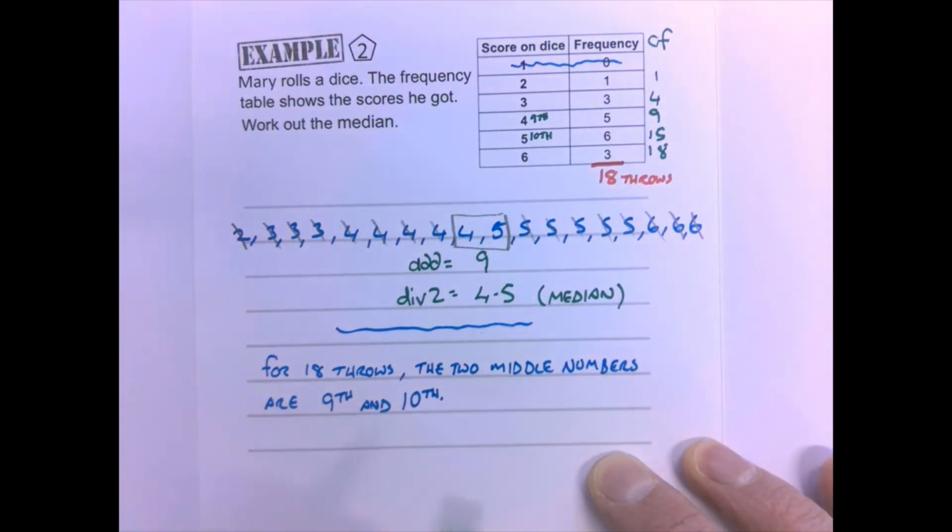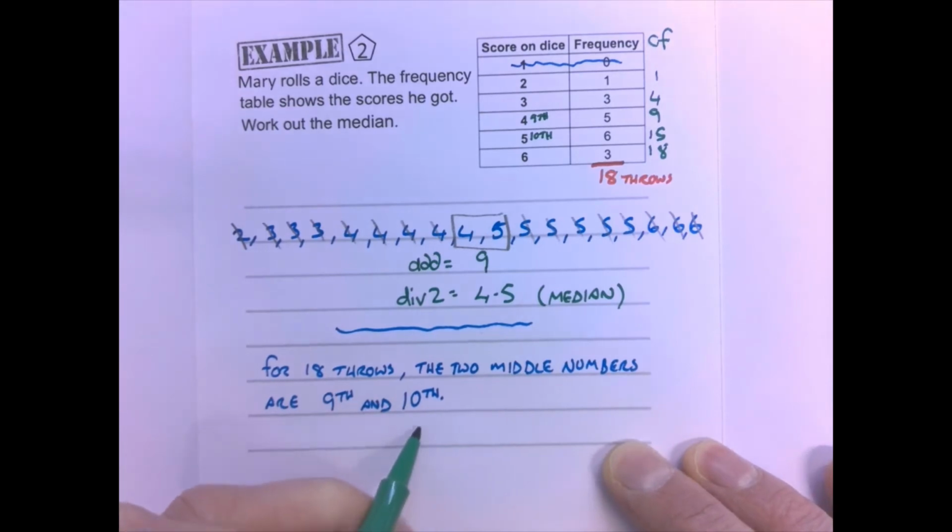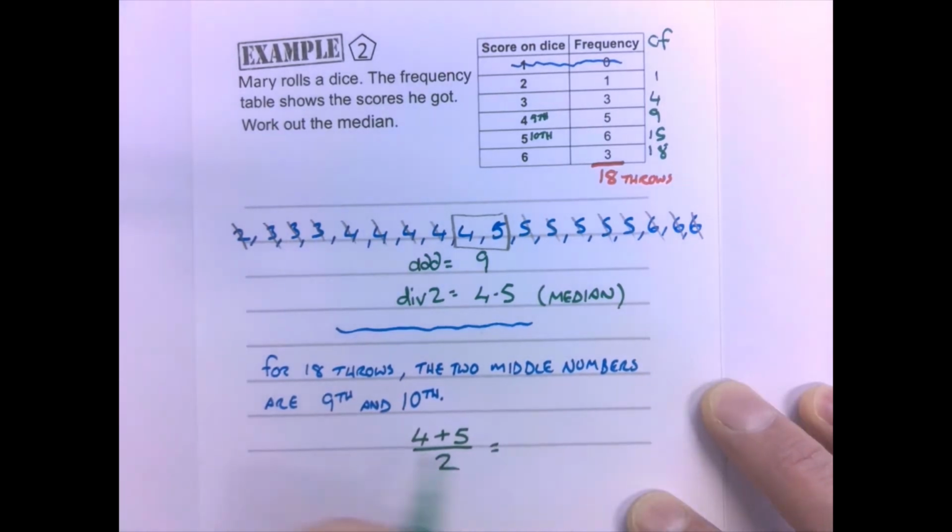So I've got a 4 and a 5, and I just need to divide them by 2, and it equals 4.5.